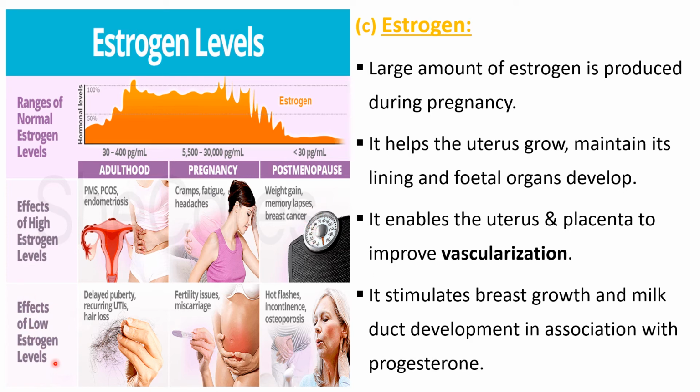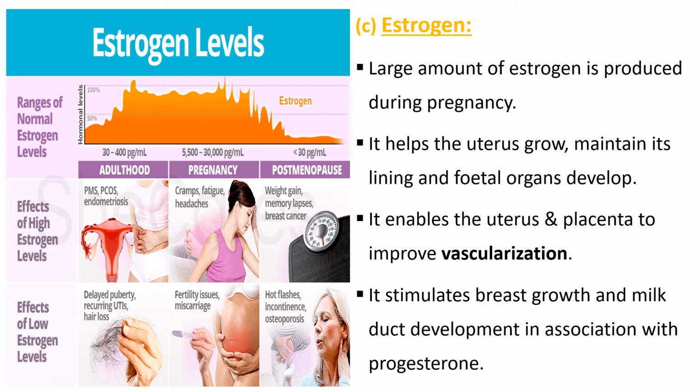If estrogen levels decline in the blood, then what are the problems experienced by the females? In the adulthood, the puberty will be delayed. Then recurring UTIs, urinary tract infections, they are frequently exposed to urinary tract infections. Then loss of hair. During the pregnancy, fertility problems rise. Sometimes it leads to miscarriage also, means abortion. Then, after the menopause, low levels of estrogen lead to hot flashes, incontinence, and osteoporosis. Osteoporosis means the weakening of the bones in the females.